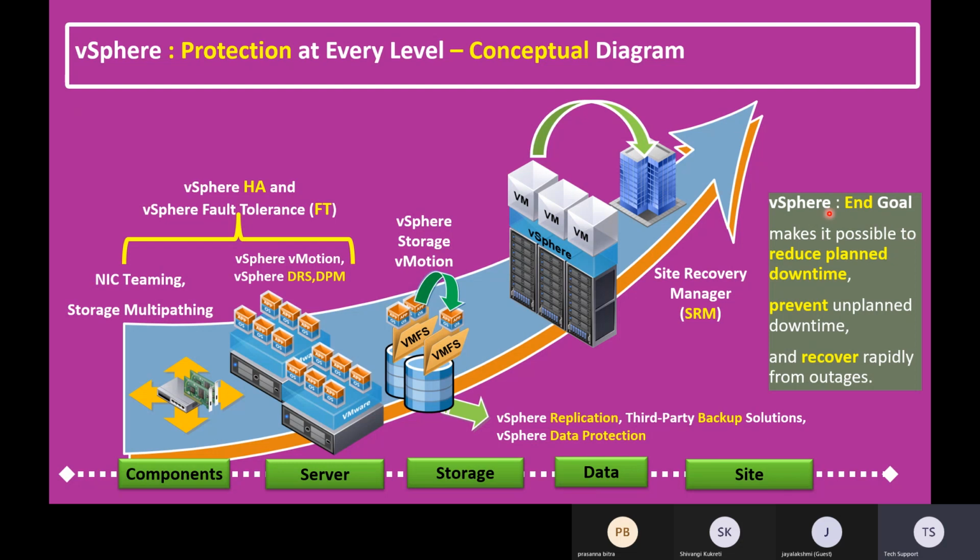Okay, and finally, the vSphere end goal is to make it possible to reduce planned downtime. We reduce planned downtime using high availability and fault tolerance, and prevent unplanned downtime. Even if an ESX host goes down unexpectedly, we can prevent it using HA and fault tolerance. We can prevent the unplanned downtime and recover rapidly from outages. If any outage happens, we can recover using vSphere Replication, Data Protection, or if it is a site level outage, we can recover using SRM.